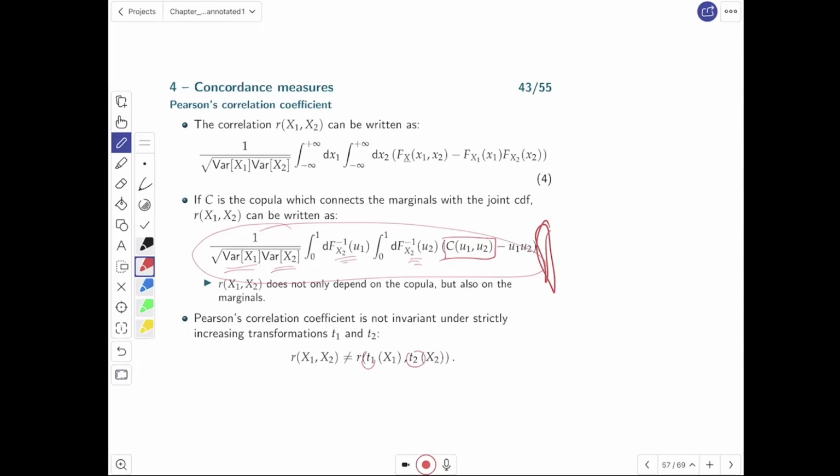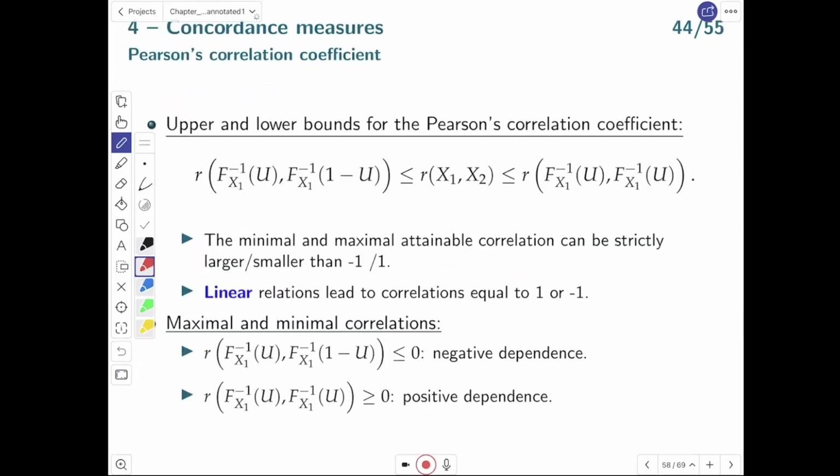Because they should be the same. The dependence is the same. So if you measure something and you know that the two have the same dependence, that dependence measure should give you the same result, which is not the case, right? Because the expression for the correlation contains copula information, that's good, but also marginal information, okay? A major problem with the correlation.